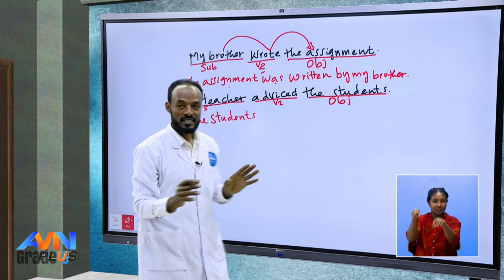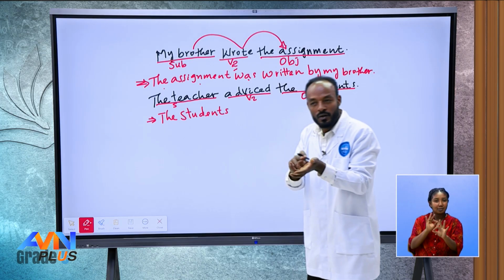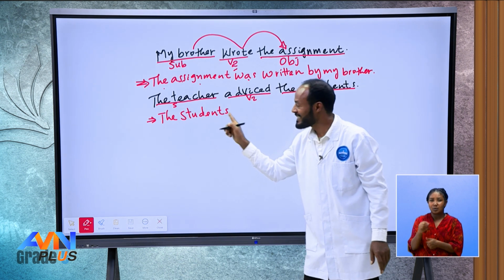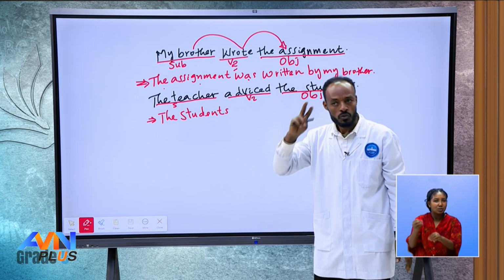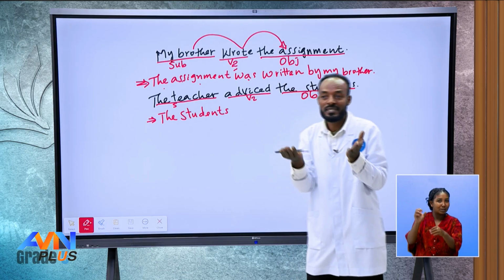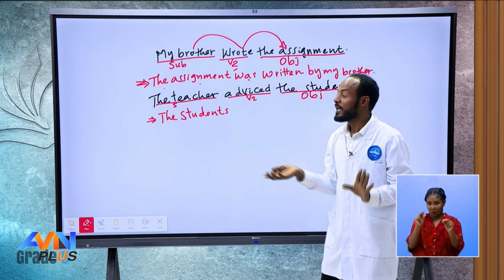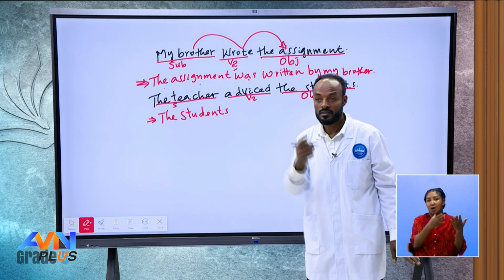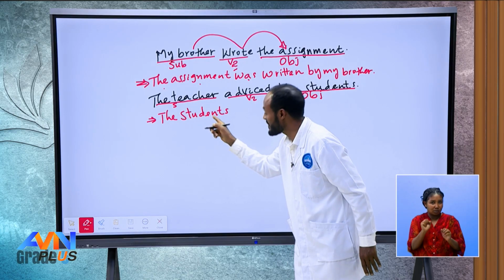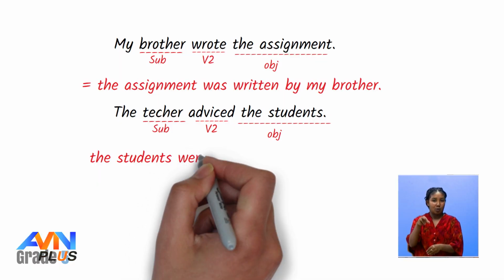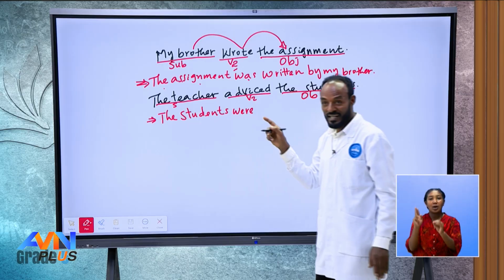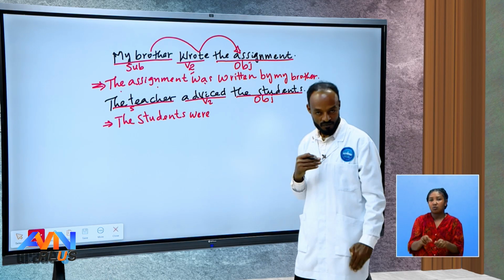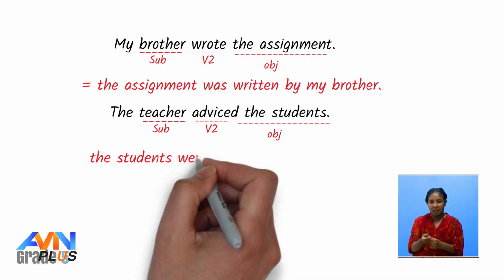Students. Now it is time to select whether was or were is available here. The students, how many students? Two or more. So can we say was? It is impossible because students is the plural form of the word student. So we can say the students were. What about advised? The same is true because this one is a regular verb. So we have to say advised.